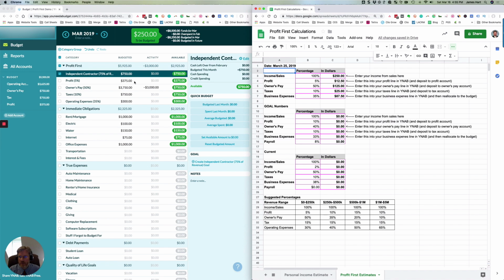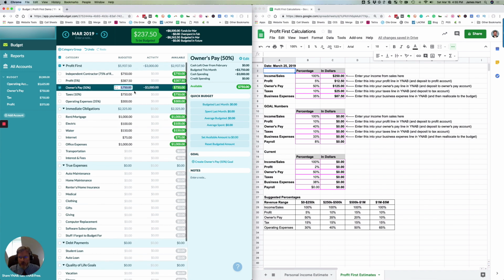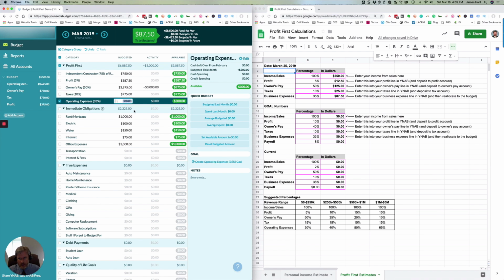Then you're going to go back into profit, and you're going to add $12.50, and then you're going to go into owner's pay and add $125, and then you're going to go into taxes and add $25, and then operating is going to be $87.50. And then you're going to zero that back out, and here's how much money you've got left for all the different expenses and things you need to do. And then when you pay taxes, you're going to write a check to the government for $775. When you do your operating expenses, you've got that available.